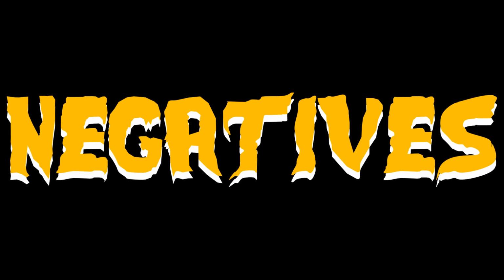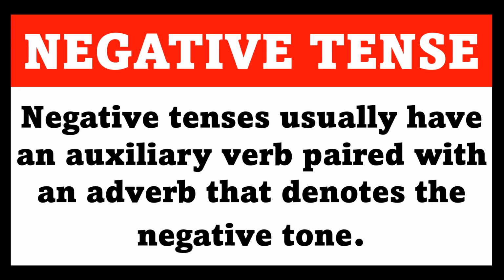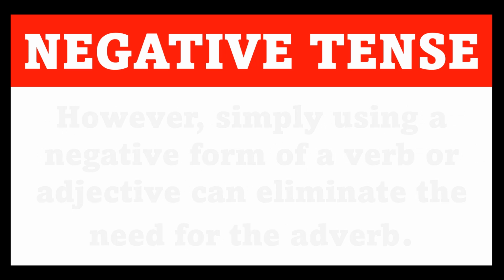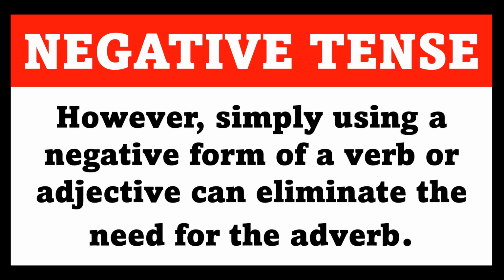Now finally, let's look at the negative forms of verbs. Negative tenses usually have an auxiliary verb paired with an adverb that denotes a negative tone. Simply using a negative form of a verb or adjective can eliminate the need for the adverb. Now, some of this metalinguistic phrasing might be a little confusing. So let's take a look at practical examples of when we put verbs in the negative and see how we can reduce the word count.